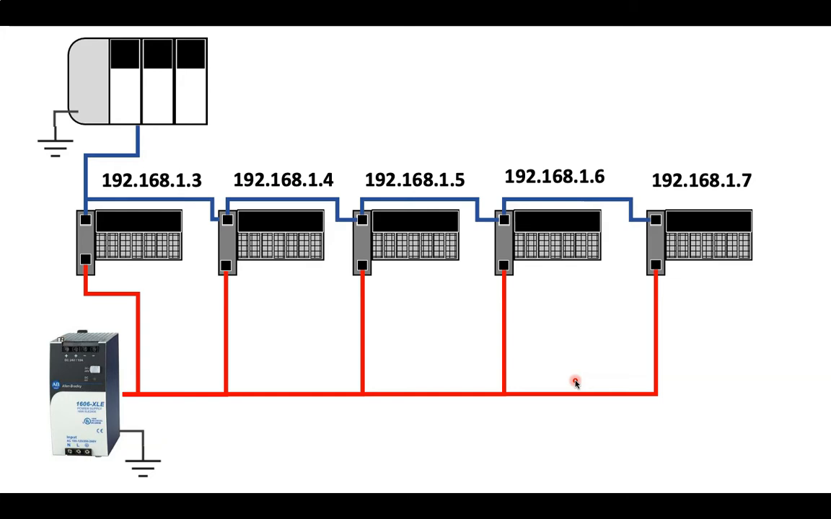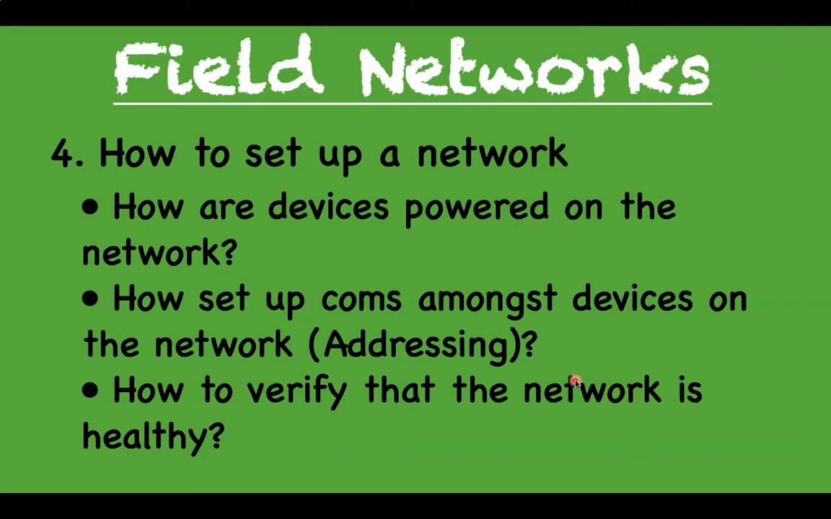Then lastly, it is verifying that the devices on the field network are healthy. For example, you can use certain status LEDs to see if all the modules on that field network are healthy, or you can look at the diagnostics on the master or from the PLC to see if all the modules on that particular field network are healthy. So the theme is get power, do addressing, and do the verification when setting up a field network.